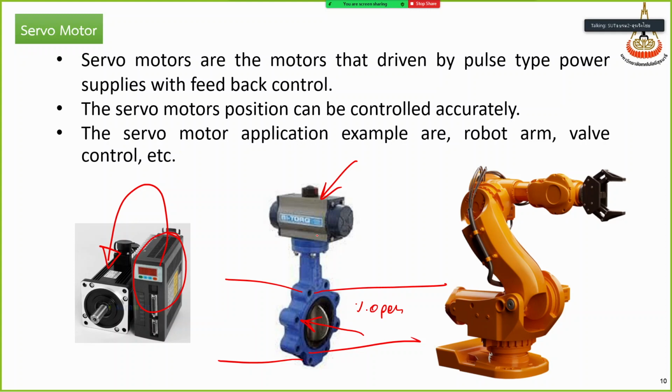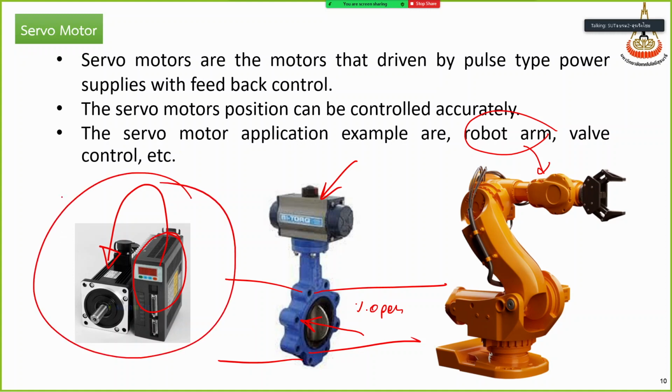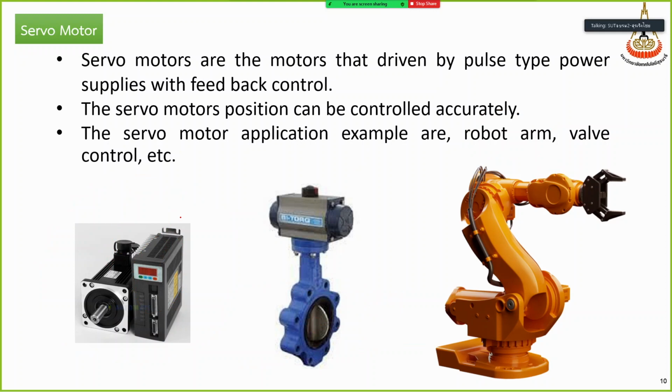Or we can use this type of motor for a robot arm. I think this is for position control, very accurate position control of a machine. So this is the servo motor. We call it a servo motor. It usually comes with a controller; we cannot use the motor alone.